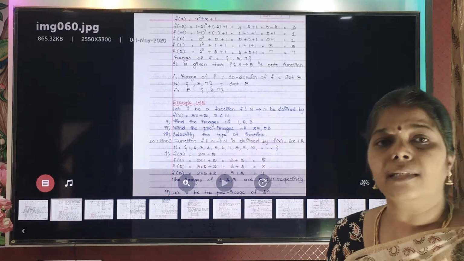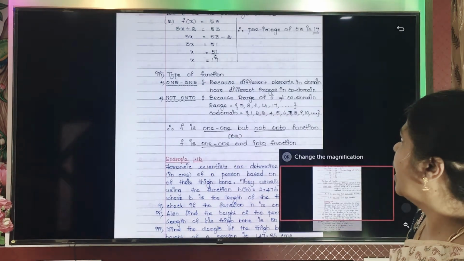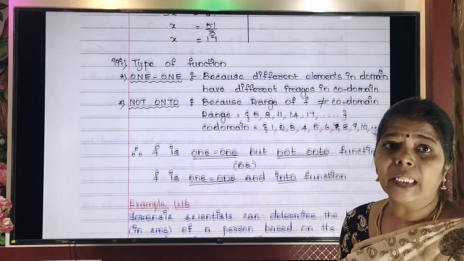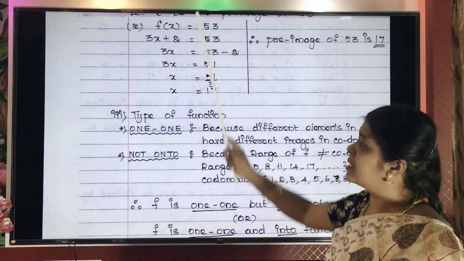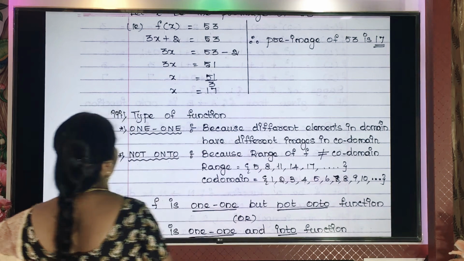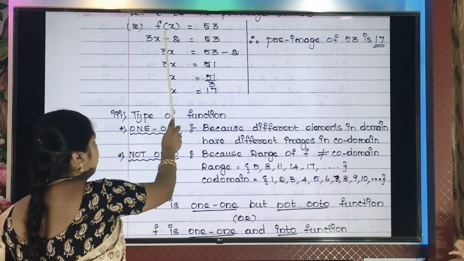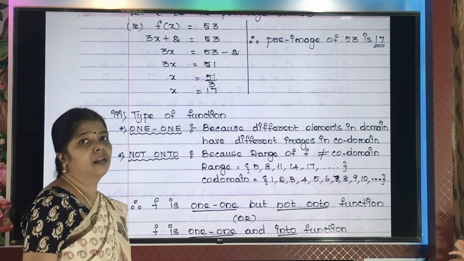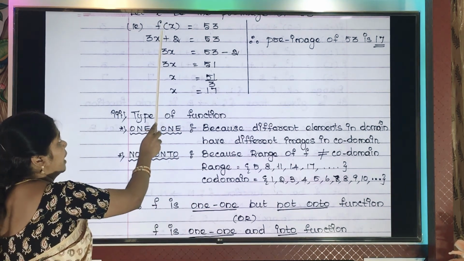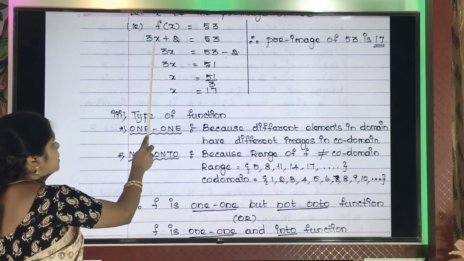We need to use the same procedure to find the pre-image of the next number also. Okay. The next number is 53. Again, I am going to assume the pre-image of 53 as x. Understood? The same procedure. So how I will write? F of x equal to 53. Like we write f of a equal to b. Here I am writing f of x equal to 53. But from the given sum, I know that f of x is 3x plus 2.